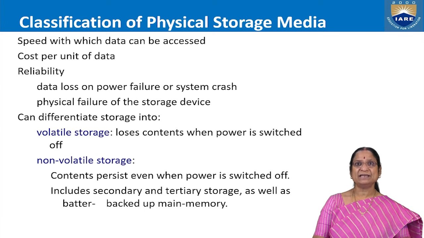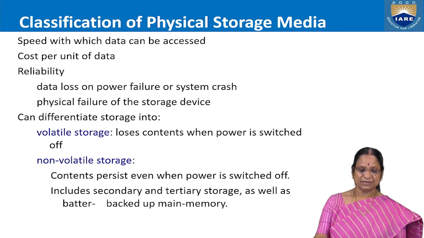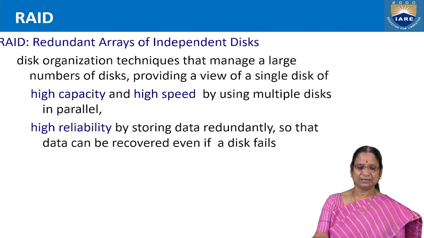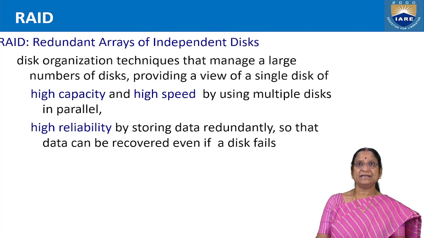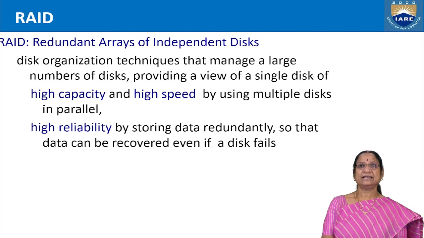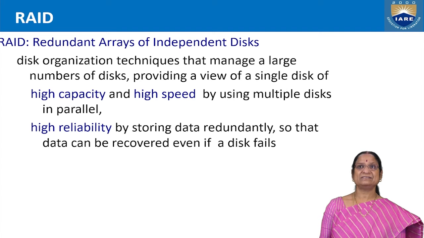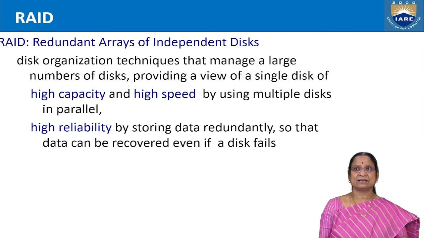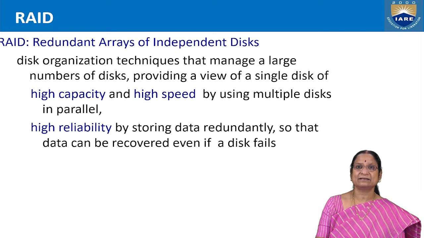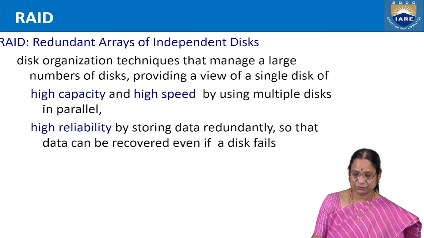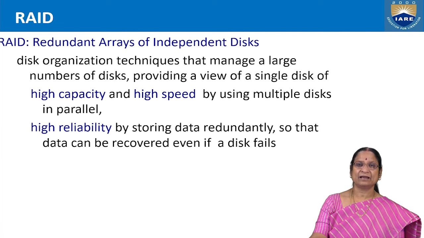And this physical storage media is going to be classified as volatile and non-volatile storage, which we discussed earlier, and RAID is another kind. What is RAID? RAID stands for redundant array of independent disks. Multiple disks are considered as a single disk, which will have high capacity, high speed, and will do multiple tasks in parallel. High reliability also. So most of the time the dump as well as secondary backups are stored in RAID actually.